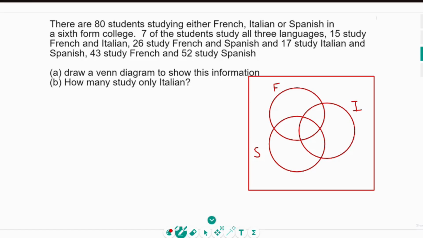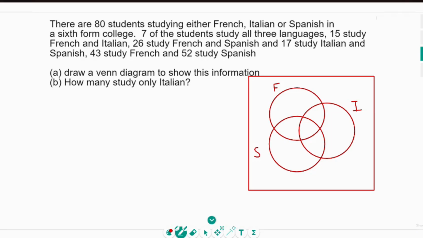There are 80 students studying either French, Italian or Spanish in a sixth form college. 7 of the students study all 3 languages, 15 study French and Italian, 26 French and Spanish, 17 study Italian and Spanish, 43 study French, 52 study Spanish. Draw a Venn diagram to show this information.